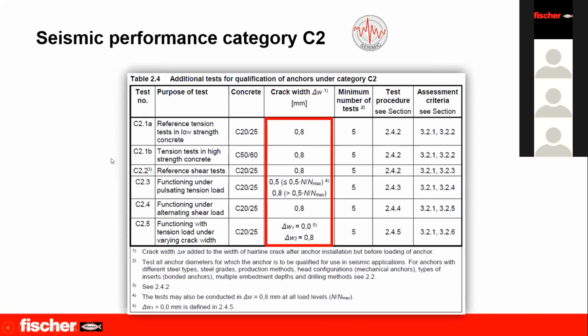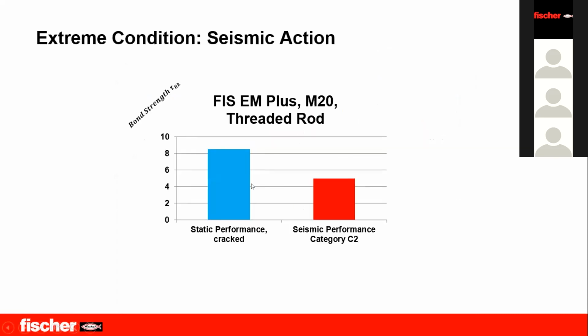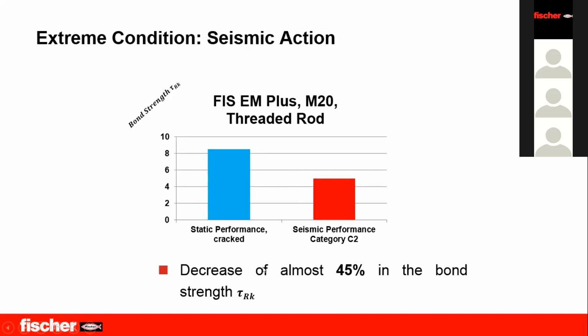Now, this seismic will affect the bond strength itself. How will it affect? If you see this paragraph, in the static performance in cracked concrete, the bond strength is around 8 megapascal. When you test the chemical anchor under seismic performance category 2, where the crack width is around 0.8 millimeter, the bond strength decreases to 5 megapascal. So there is a decrease of almost 45% in the bond strength.